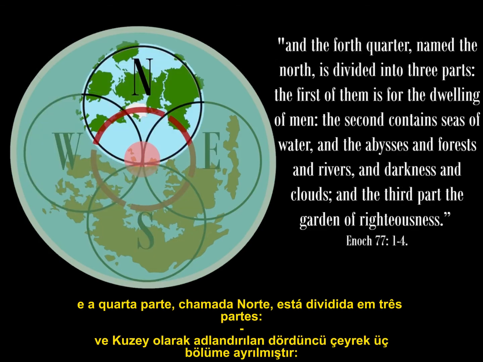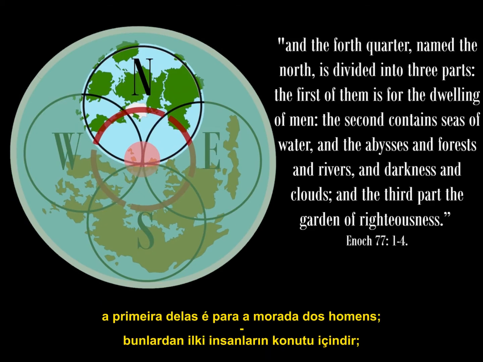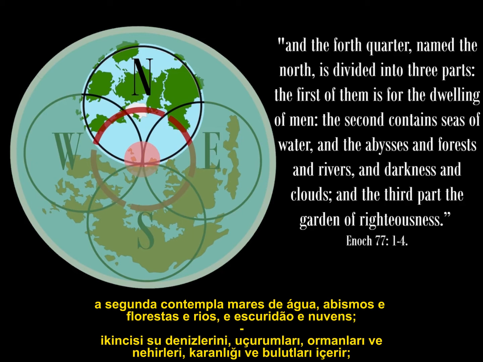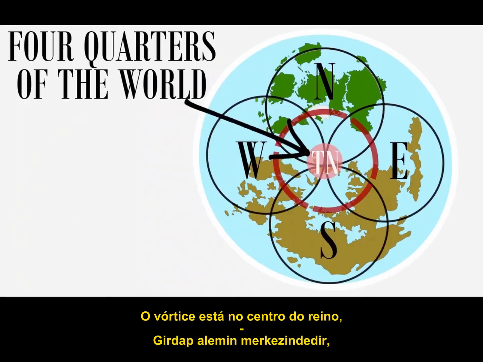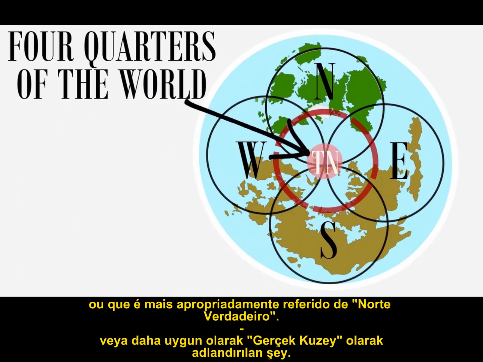And the fourth quarter, named the north, is divided into 3 parts. First of them is for the dwelling of men. The second contains seas of water, the abysses and forests and rivers, and darkness and clouds. And the third part, the garden of righteousness. The vortex is in the center of the realm, or what is more appropriately termed true north.